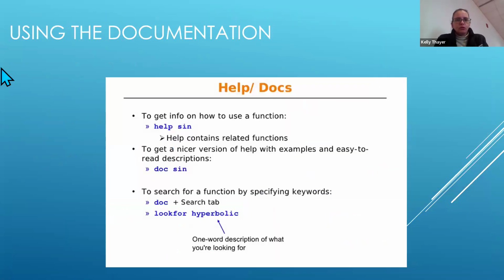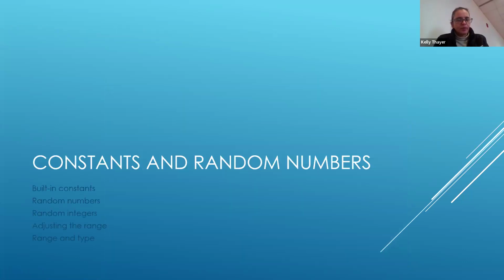To use the documentation, you would type help and then the thing you want, like help sign, and this help will contain the related functions. You could also do doc sign, which will put it in a nicer formatted version. To search for a function by specifying keywords, you can do doc, then search tab, look for, and you can also give keywords that you want to search for. All of these can help you navigate.